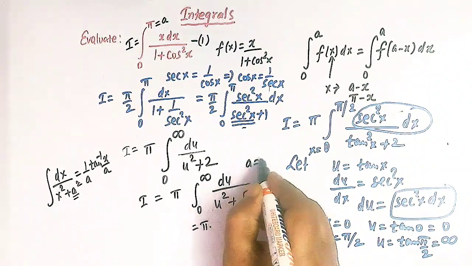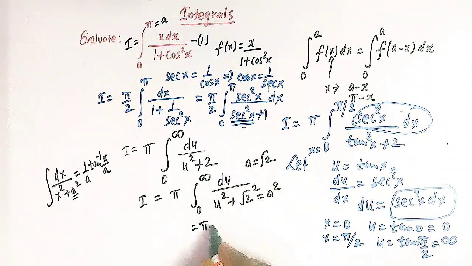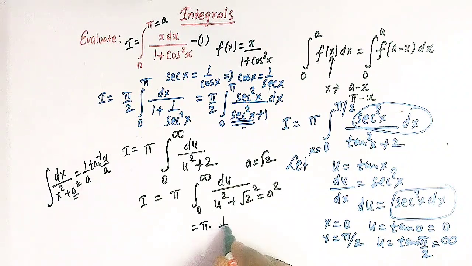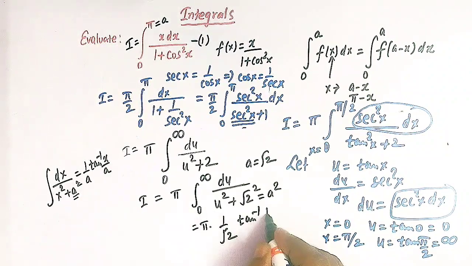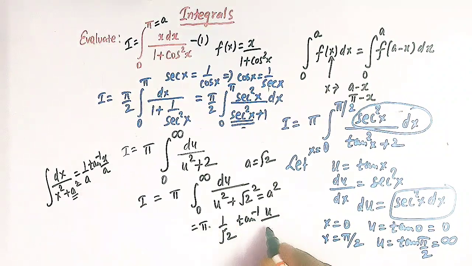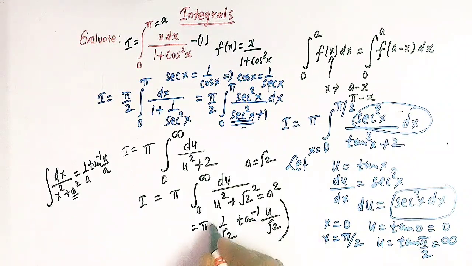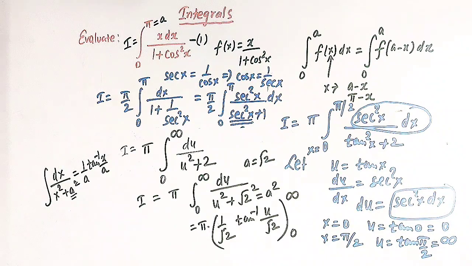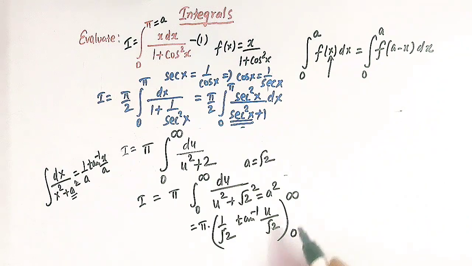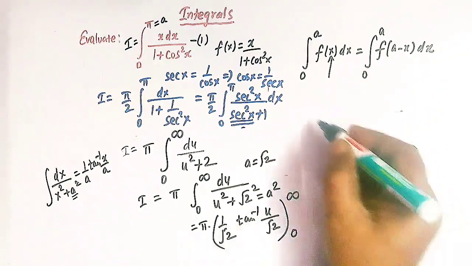So a is square root of 2. So we have 1 over a, 1 over square root of 2. Then we have tan inverse x over, that is u over square root of 2. And we have the limits from 0 to infinity. So now let us substitute the limits, and we'll take the difference.